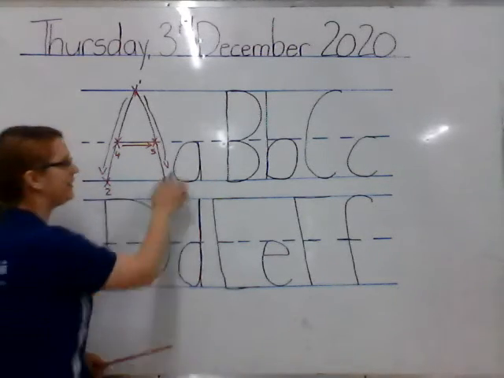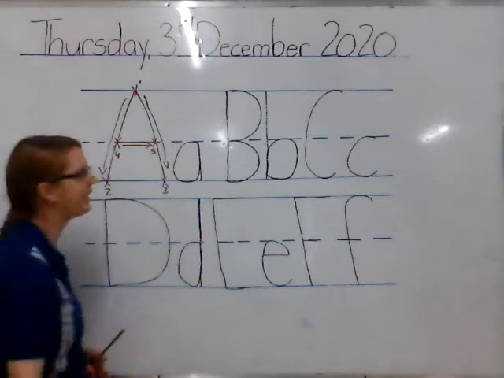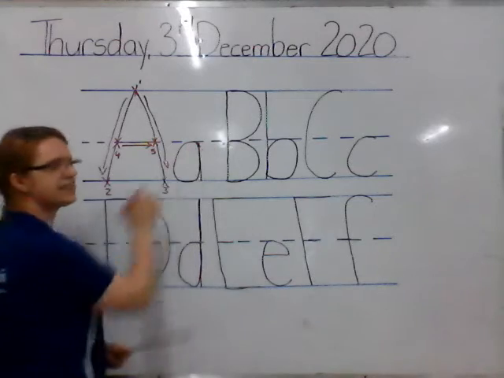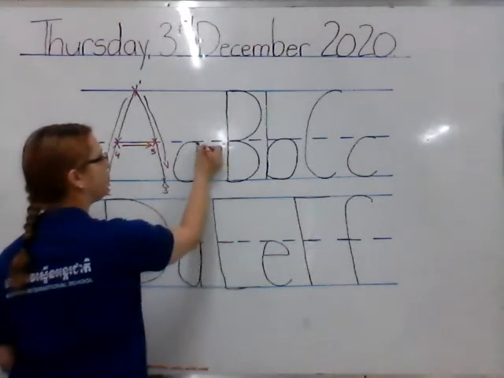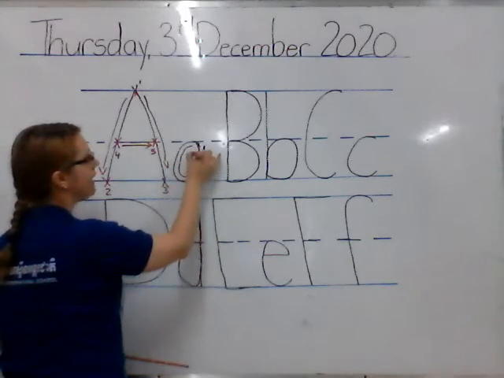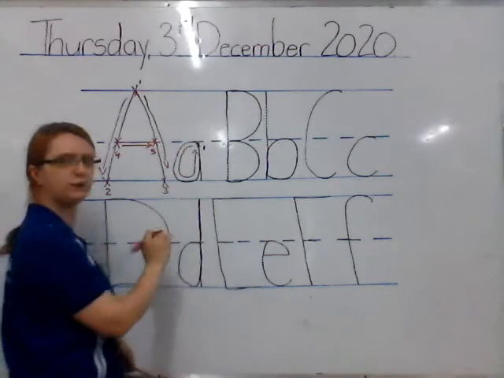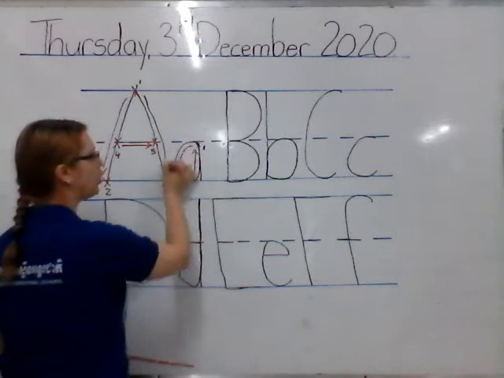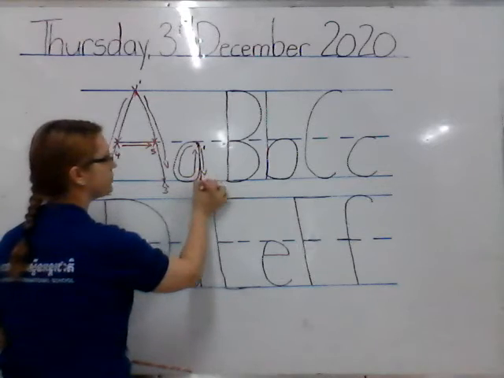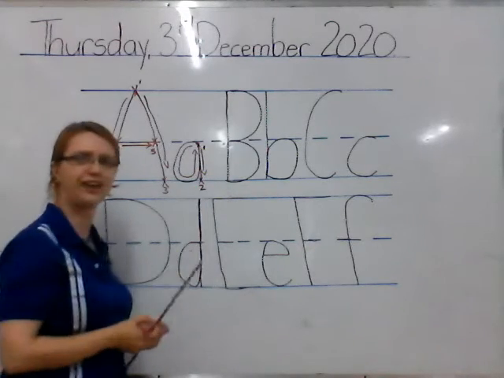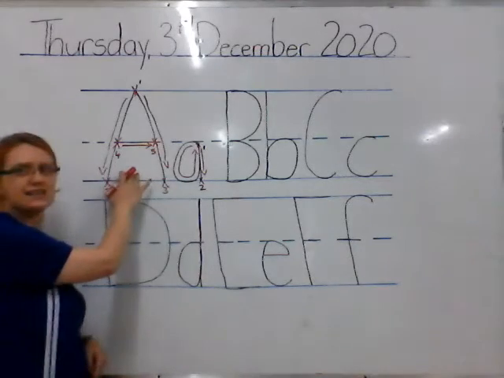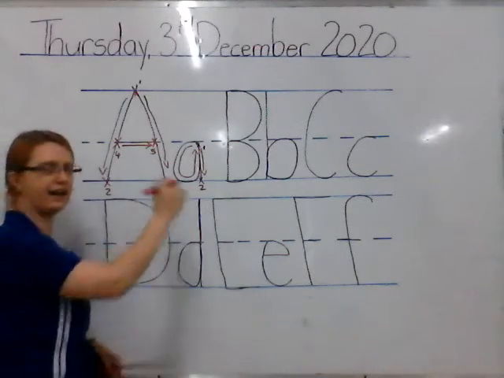Uppercase A, lowercase F. Okay, lowercase F, we're going to start on the dot just underneath the line at point 1. And we're going to go round, round, round, round, and up, back to point 1. Okay, so we're going to make a circle, go up, and then we're going to come down, down, down, down to point number 2. Okay. Lowercase F. Uppercase A, lowercase F.